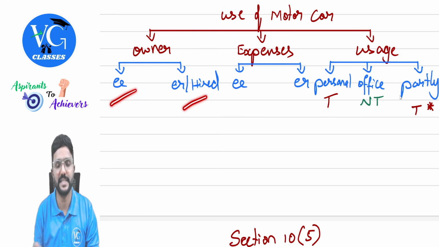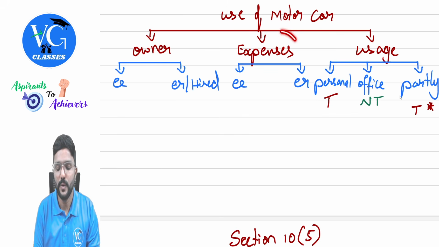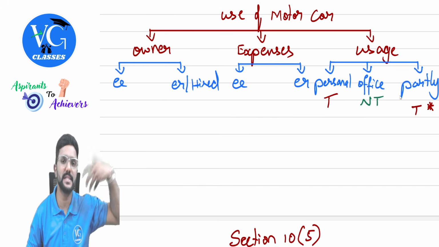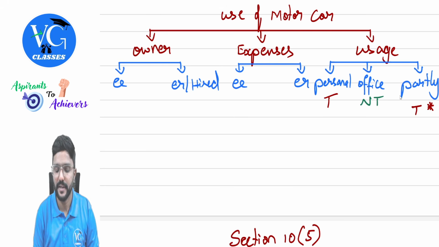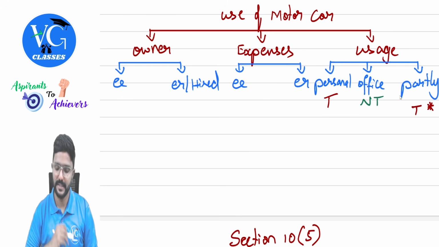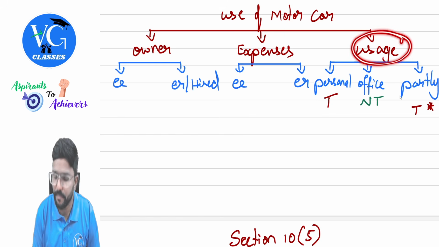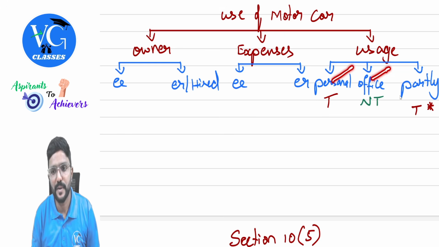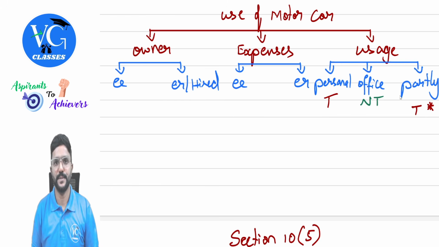Okay, so two possibilities are there. Then the second one: who is meeting the expenses? That is, maintenance expenses, petrol, diesel, such expenses. Who is meeting it? Either employee or employer. Correct? And the last one is for what purpose it is used. Is it used for personal purpose, office purpose, or partly personal, partly office?